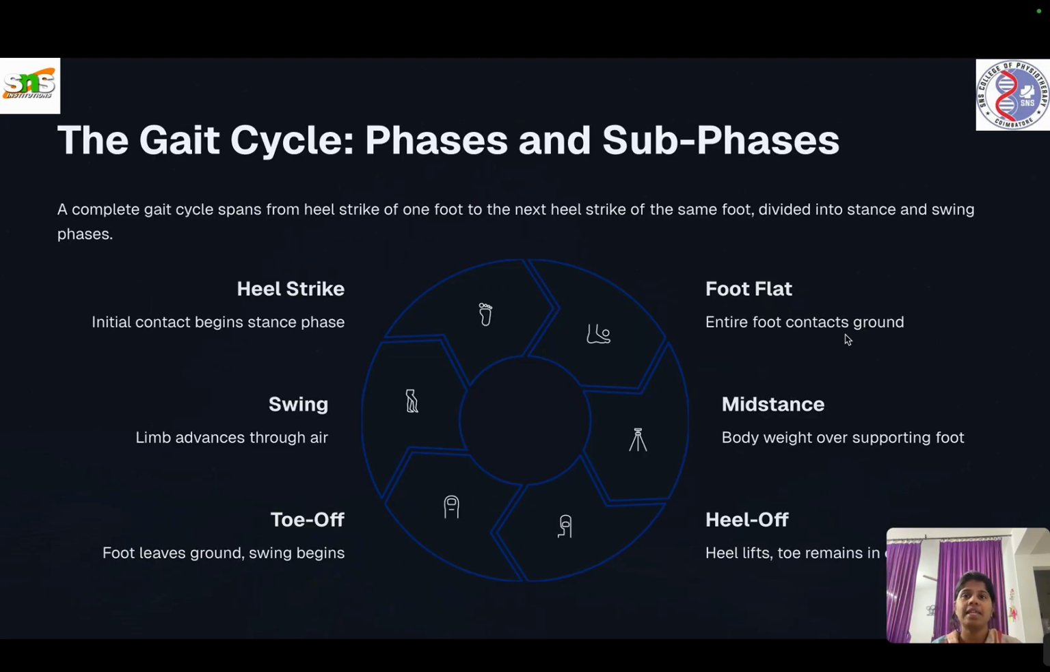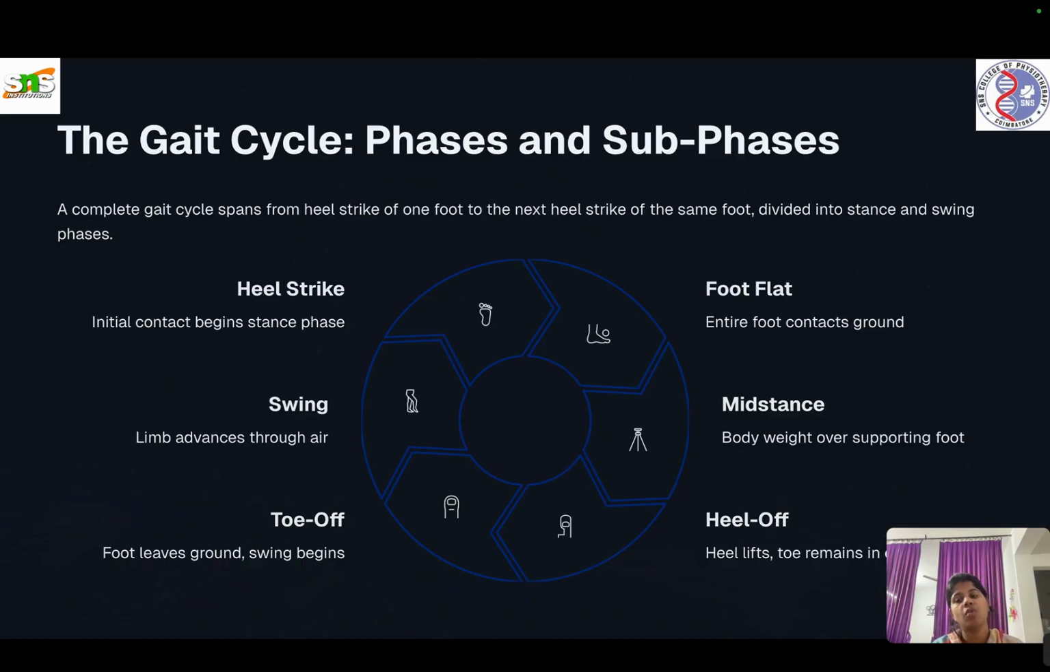Coming to the gait cycle, it includes the stance phase and swing phase, starting from heel strike to the next heel strike on the same foot. Heel strike is whenever the foot touches the floor, whereas the swing phase is when the foot is lifted up from the ground, that is, in the air.